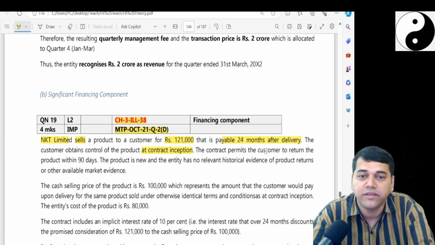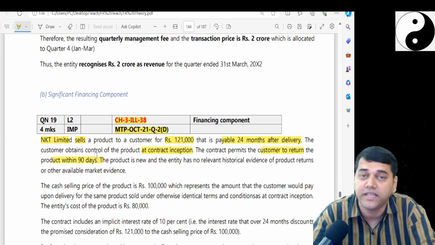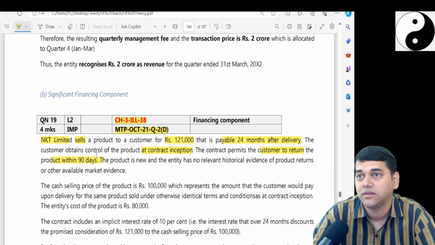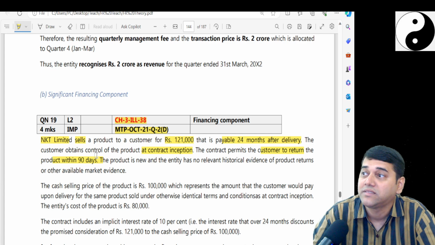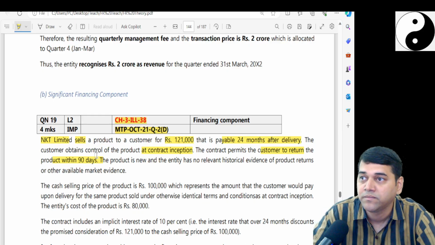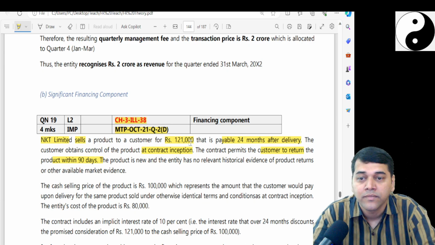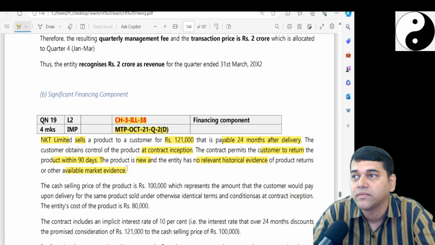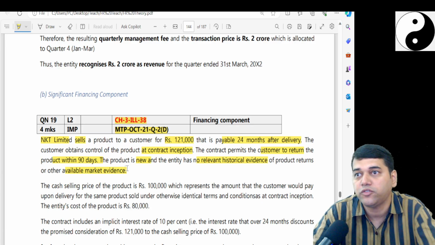The contract permits the customer to return the product within 90 days. Okay, one more fact they gave in the question. What is that? It is called a sale with return. We have not discussed it now, we will discuss it at the end. There is a separate accounting for that. The product is new and the entity has no relevant historical evidence of returns and no available market evidence. What is the meaning of this? Now the sale with return makes your consideration variable.